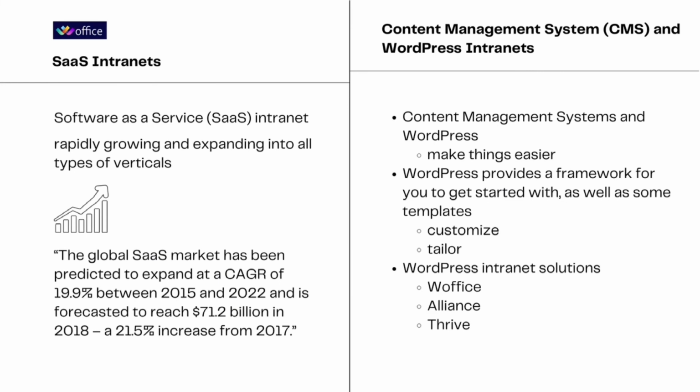Next, we have the Content Management System or CMS and WordPress intranets. As mentioned earlier, setting up your own intranet used to be very costly, long, and difficult. But content management systems and WordPress came into play, and they make things easier. The principle behind that is fairly simple. WordPress provides a framework for you to get started with, as well as some templates. You can then customize them and tailor them to your needs in every way possible. The main WordPress intranet solutions include WOffice, Alliance, and Thrive.